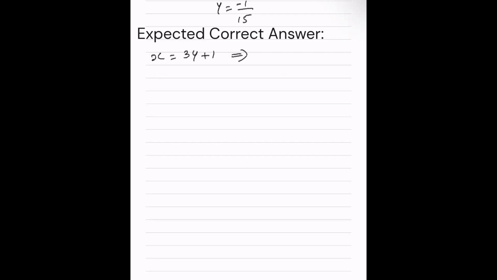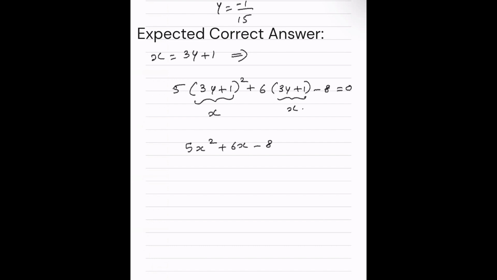I just proceeded. Initially, they gave a long question, right? It is like 5 into (3y plus 1) the whole square plus 6 into (3y plus 1) minus 8 equal to 0. This is what the question was. So what they are saying is wherever you see 3y plus 1, put it as x. So it will become 5x square plus 6x minus 8 equal to 0. And then solve it. This is what they told us to do.